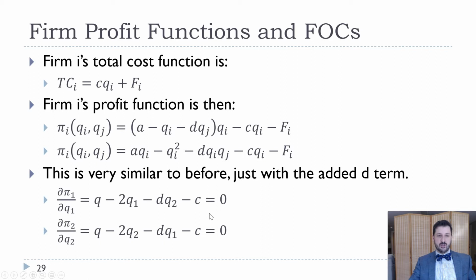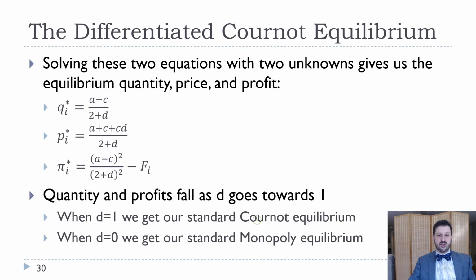And then we take the first order conditions, very similar to what we had before. It's just we have this D term now. Set them equal to 0, and again we have two equations with two unknowns. We can solve for Q1 and Q2, and it's actually not that difficult. If we solve for our equilibrium quantity, price, and profit, quantity is A minus C over 2 plus D. Price is A plus CD over 2 plus D. And profit is A minus C squared over 2 plus D squared minus F.